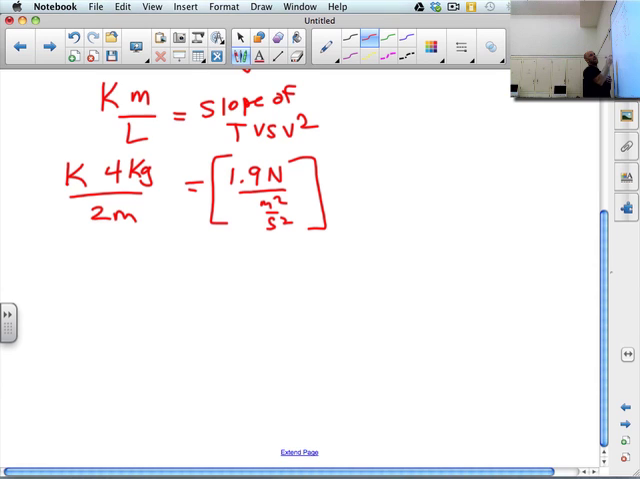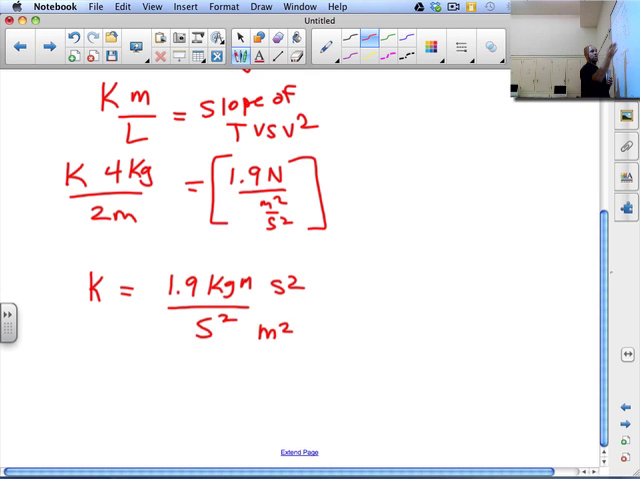So let's solve for k again. K is gonna equal 1.9. Can I replace newtons with kg meters per second squared? You mind? It'll make things easier. Okay? And then I'm going to flip this over. I'm going to put the second squared up there and the meters squared down here. Do you see why I did that? Yes. I'm just saving myself a little headache later.